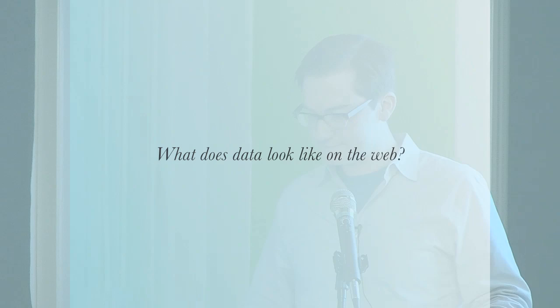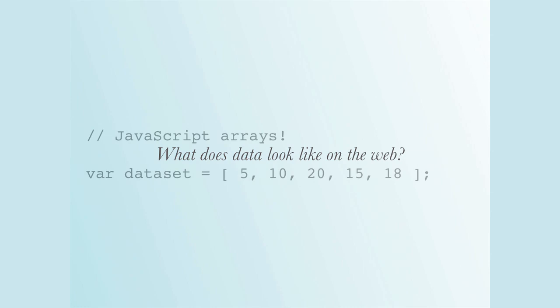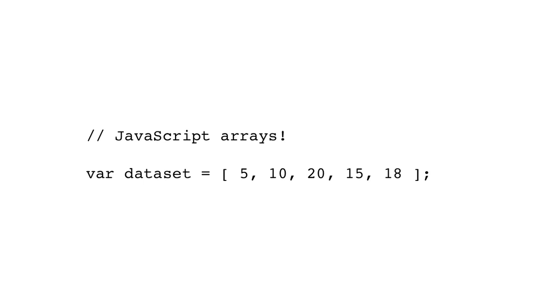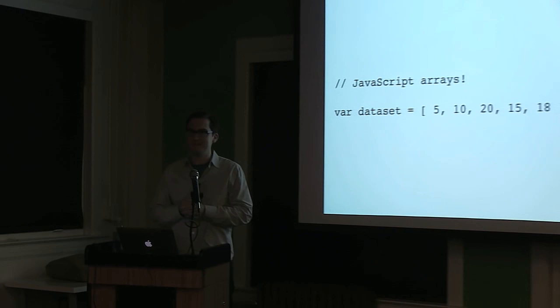So we want to get data onto a web page. What does data look like on the web? Looks like JavaScript arrays, which look like this. How many of you are brave enough to raise your hand and show me that you haven't seen something like this before? Who's new to JavaScript arrays? Awesome. Okay. This is for you.